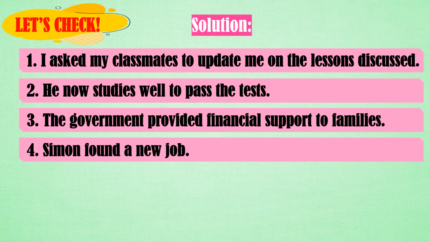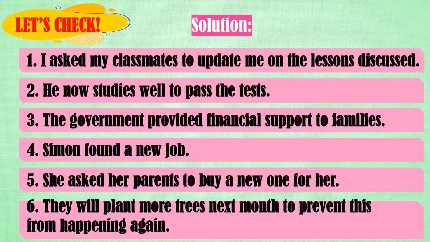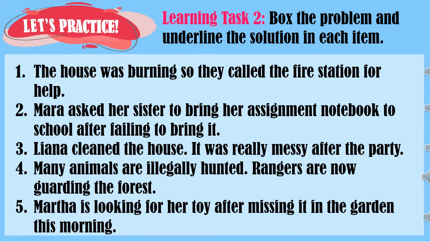For number 4, Simon found a new job. Number 5, she asked her parents to buy a new one for her. And the answer for number 6, they will plant more trees next month to prevent this from happening again. Let's proceed to our next activity.